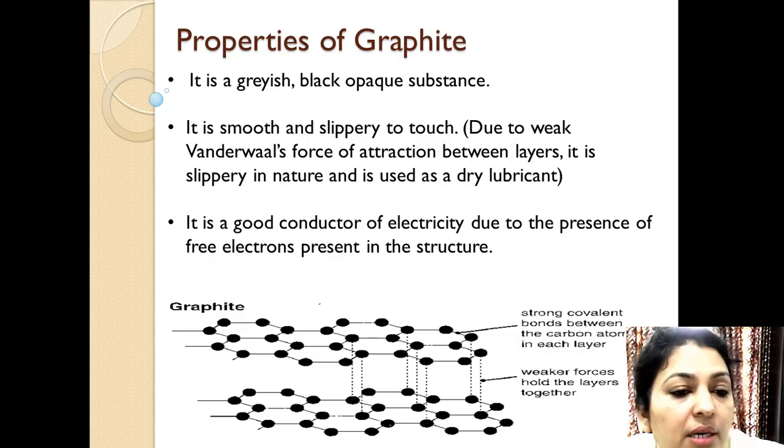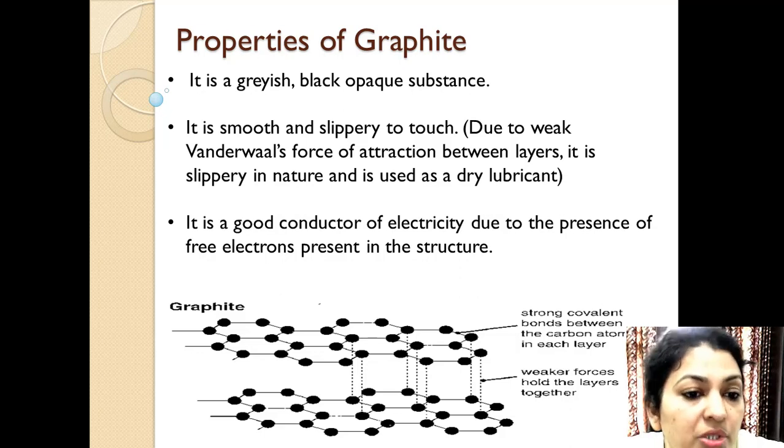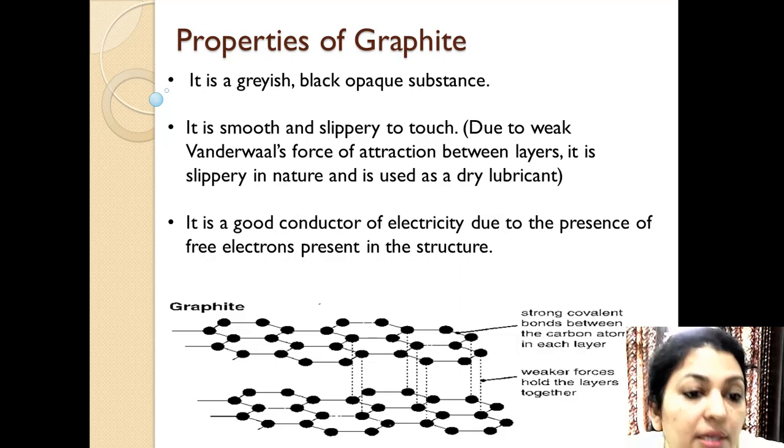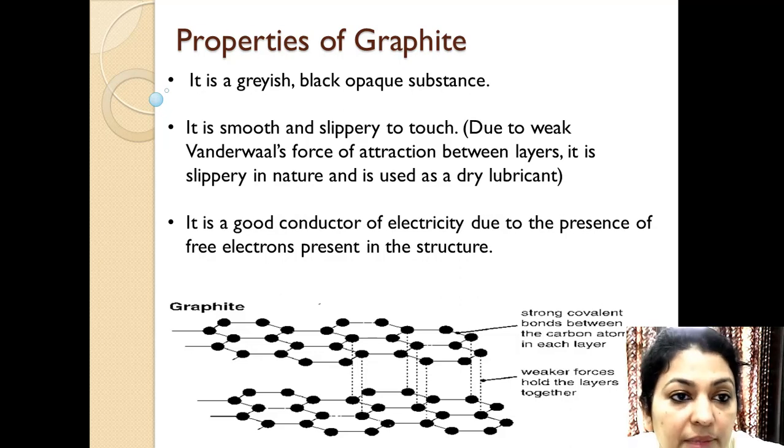Why is it a very good conductor of electricity? Because we know that each carbon atom in the structure of graphite is only bonded with 3 other carbon atoms, isn't it? So for each carbon, the last electron, the last valency is free there. So from each carbon, one electron is free. So in graphite, millions of carbon atoms will be there. Therefore, millions of electrons will be available. Therefore, that makes graphite a very good conductor of electricity. Hope you understood it very clearly.